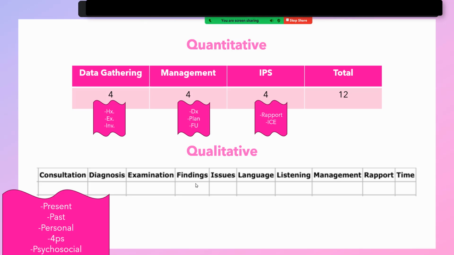In terms of findings, findings are extremely important because findings can change the station extremely. They can give you findings in history, findings in examination, and findings in investigations. And if you picked up the right findings and you build the management plan based on them, you will pass the station.